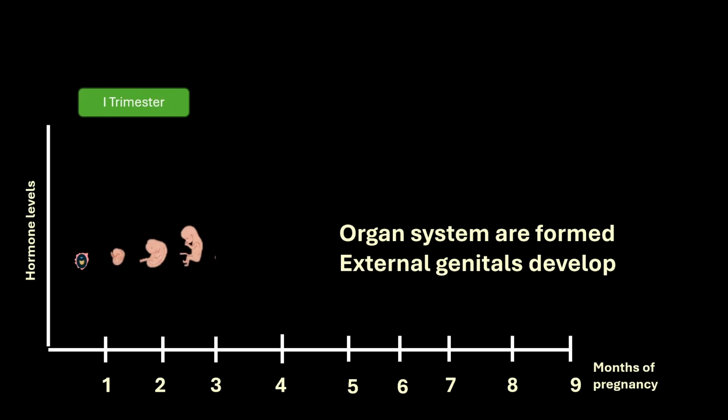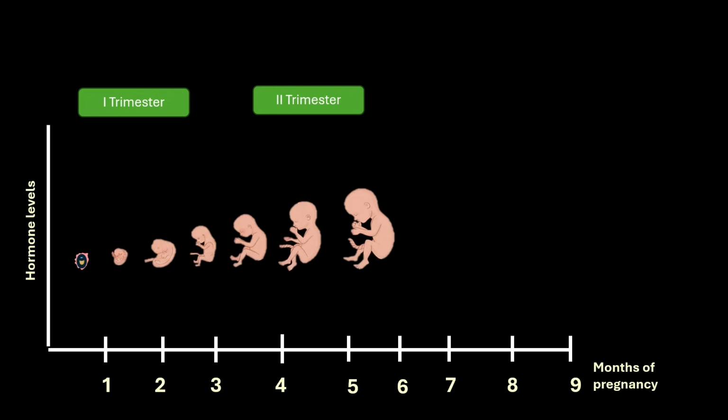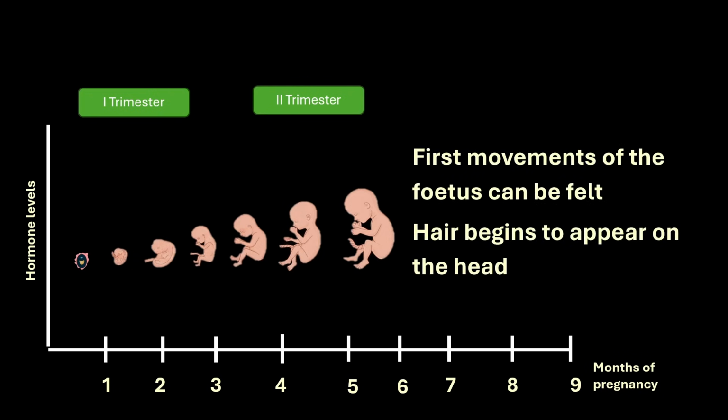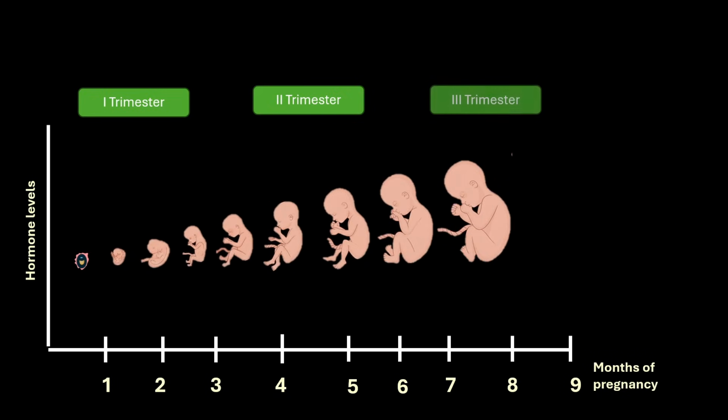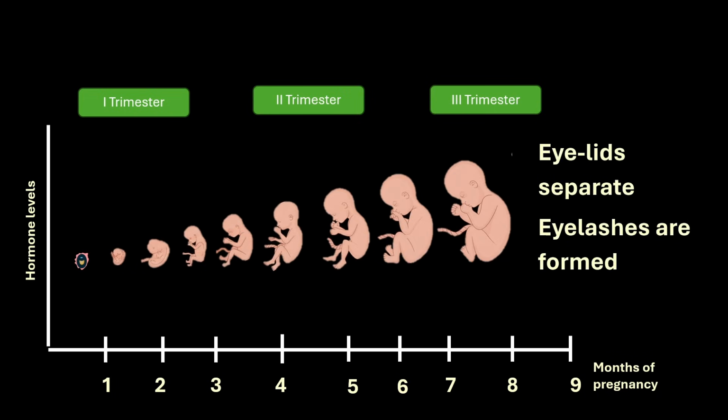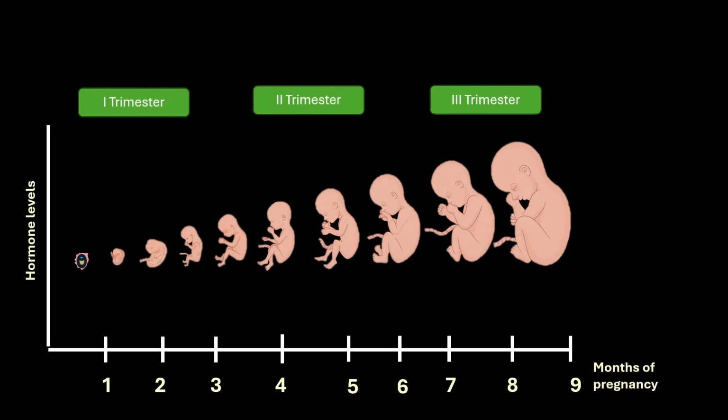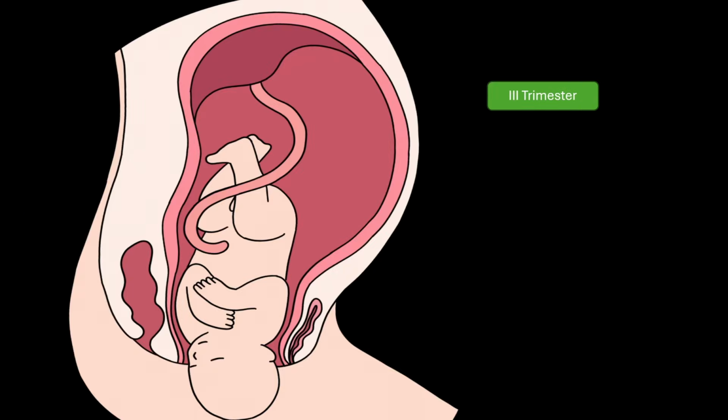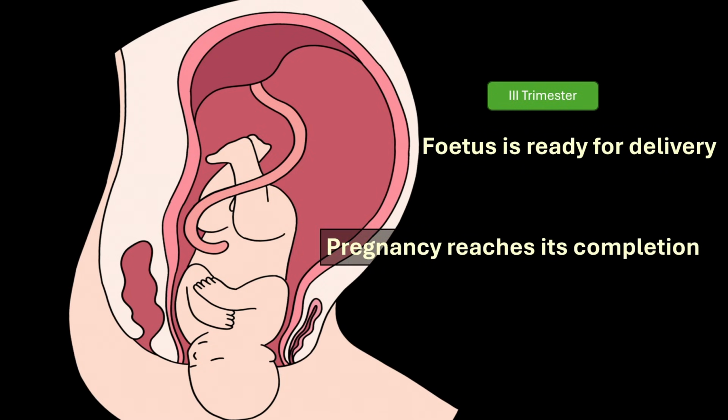As the pregnancy moves into the second trimester, the fetus shows more visible signs of growth. Around fifth month, the first movement of the fetus can be felt and hair begins to appear by the head. By the end of the 24th week, the body is covered with fine hair and eyelids separate and eyelashes are formed. Finally, by the end of the 9 months of pregnancy, which is the third trimester, the fetus is fully developed. And now this fully developed fetus is ready for delivery. And with that, the journey of the pregnancy reaches its completion.